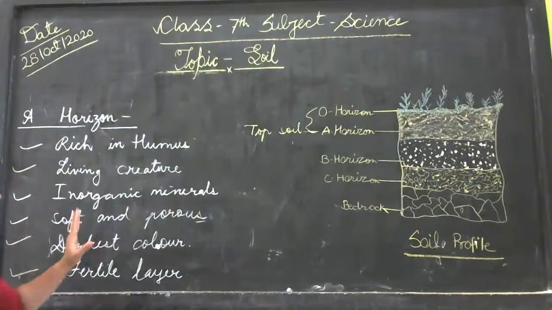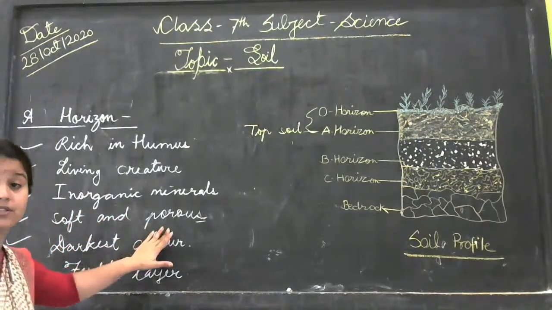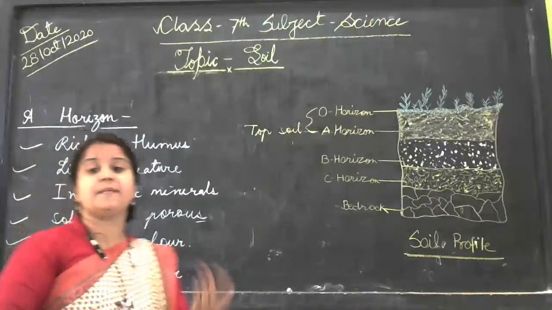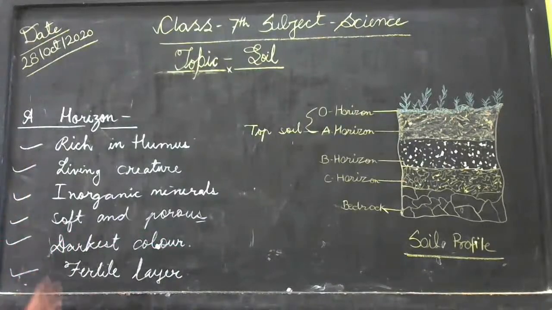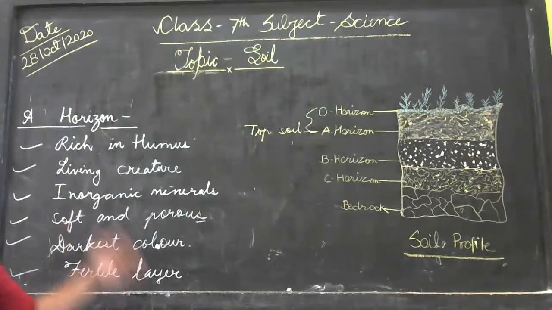The property of the A horizon is that it is soft and porous. That's why living organisms can go in and out of the soil through their burrows. Next, students, in this sequence, some animals which are present in the soil are mentioned by name in your book. I will tell you about them afterwards. Firstly, let's talk about the B horizon.